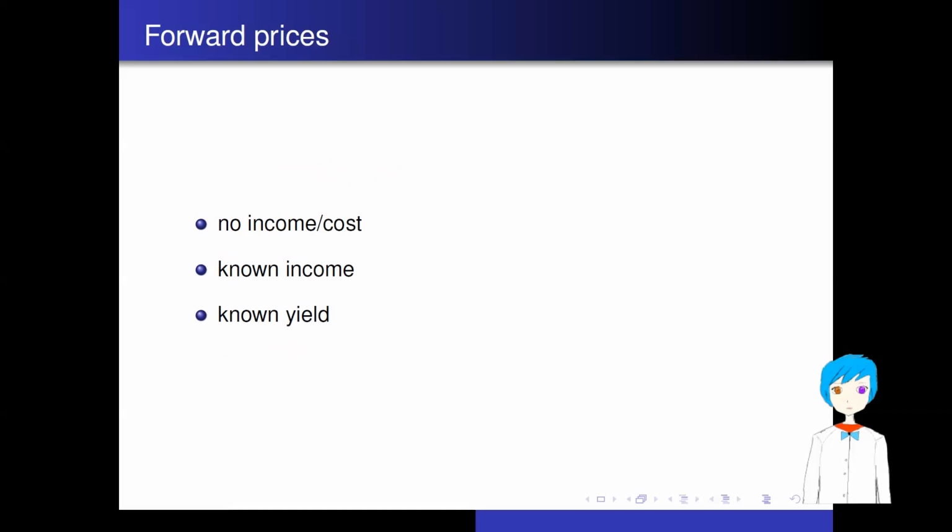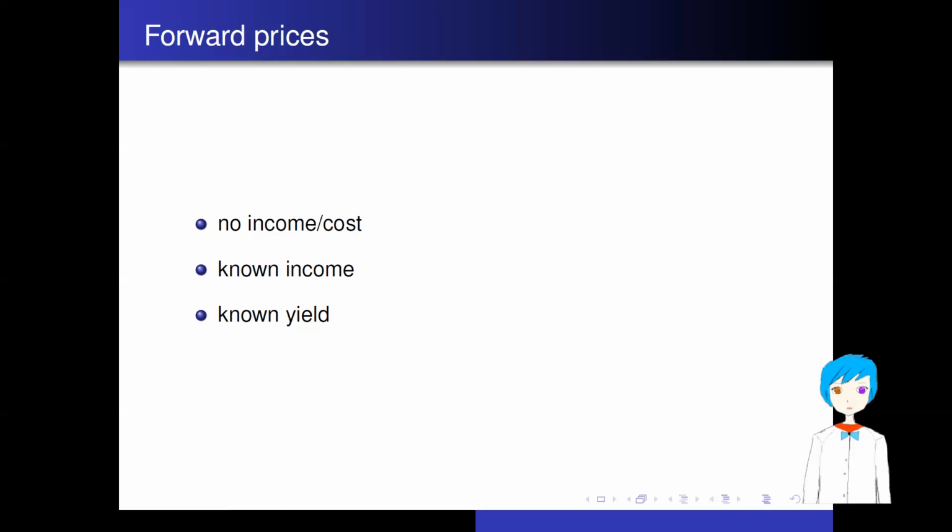Finally, we talk about how to determine forward prices. The simplest case is when there's no income or cost of holding the underlying asset. In this case, the forward price F is e^(rT) times the spot price S0. If holding the asset provides income, then we discount the income to its present value, and the forward price F is (S0 minus I), where I is the present value of the income, times e^(rT).